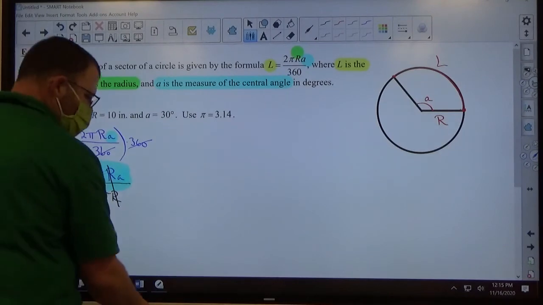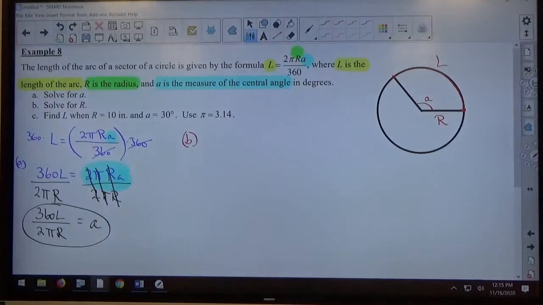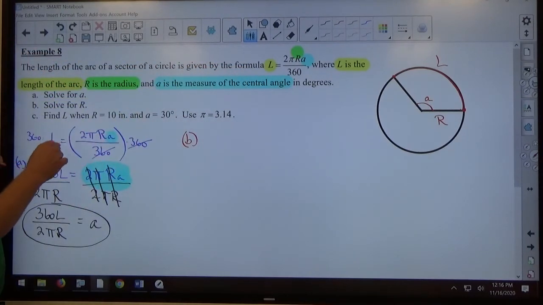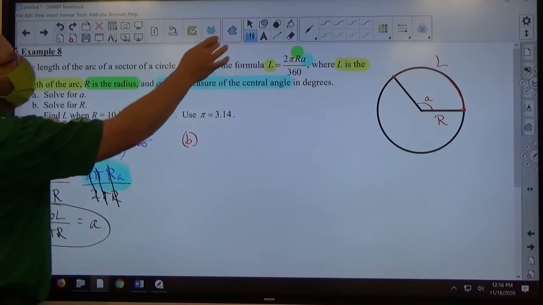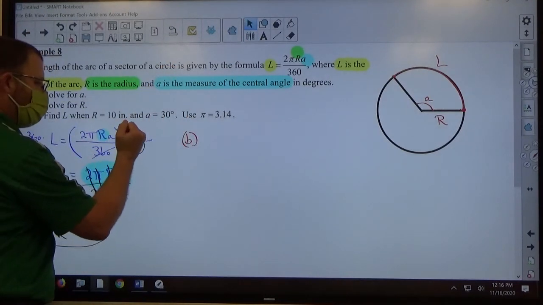Move on to part B. Part B says solve for R. My equation is still this equation, which we took down here before I started messing around with it. I want to get R equals this time. So let's pretend I haven't done this yet.